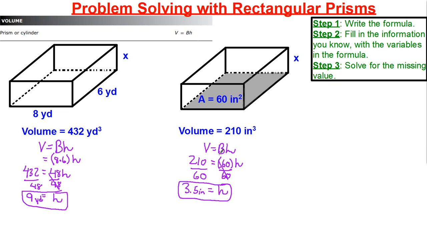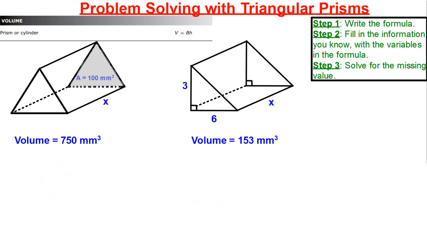When you have the formula, just go ahead and plug in and then work backwards. So that's it for square prisms, for rectangular prisms, I should say. So let's go ahead and take a look at some triangles now. So same concept here. We're going to go ahead and write our formula. Volume is equal to our base multiplied by our height. It lets us know that our volume is 750 millimeters cubed, and our base is 100 millimeters squared. So if we multiply that by the height, which is this distance over here, x, then we'll get 750.